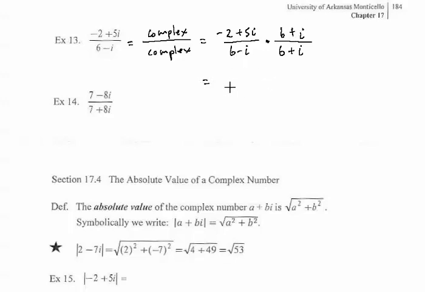The bottom is super easy to work out. We simply get 6 squared and then we get plus 1 squared. So the bottom is going to work out to be a 37. Now the top is where we actually have to do quite a bit of work. We're going to have to foil negative 2 plus 5i and times 6 plus i.